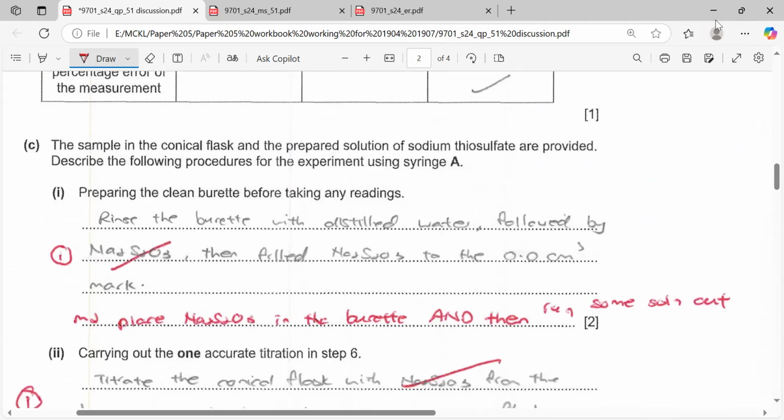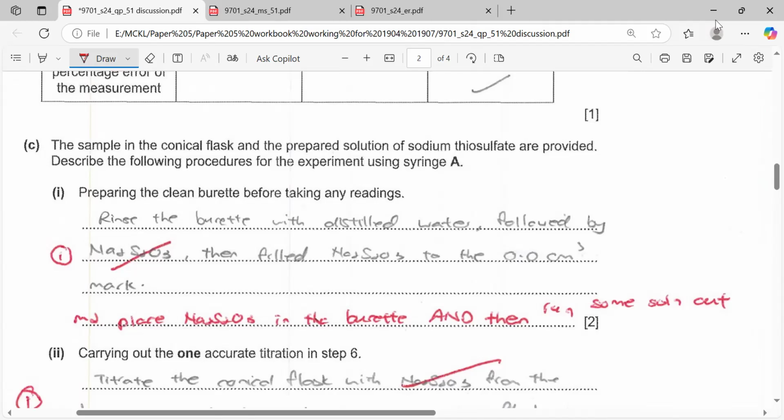Part C. The sample in a conical flask and the prepared solution of the sodium thiosulfate are provided. Okay, so they provided us. Describe the following procedures for the experiment using syringe A. So describe part 1. We have to describe how to prepare the clean burette before taking any readings. So how do we prepare a burette? We rinse the burette with distilled water. Then we rinse it with the sodium thiosulfate. And then we fill with sodium thiosulfate.